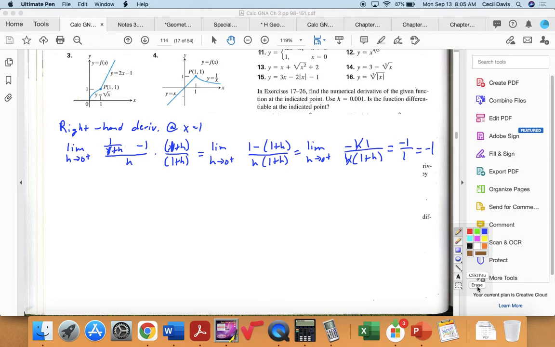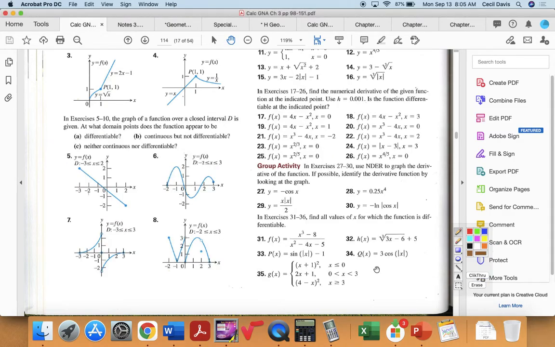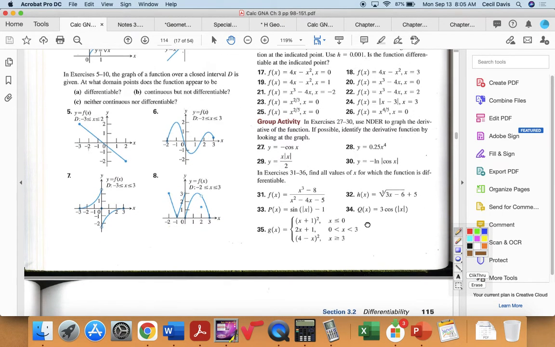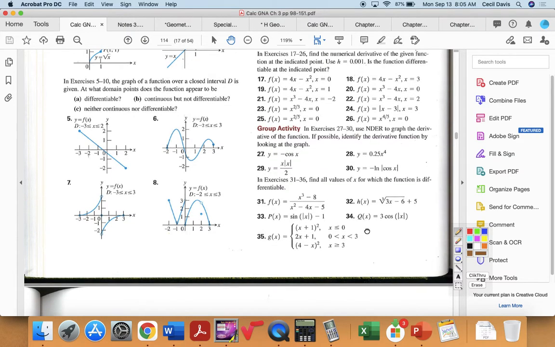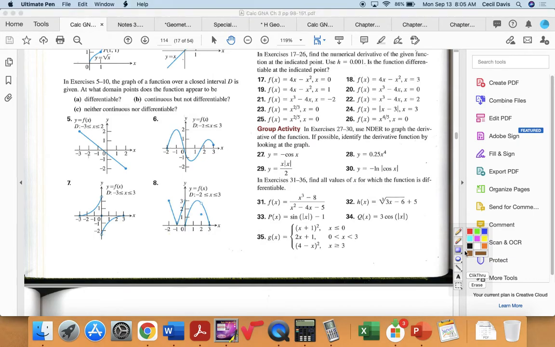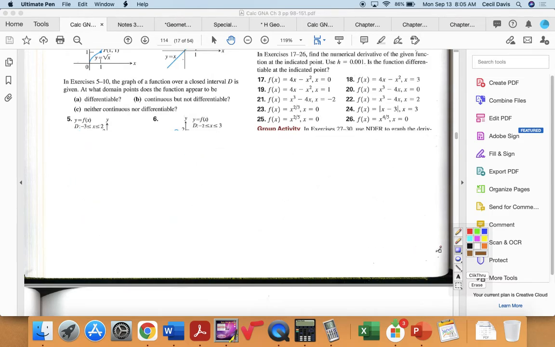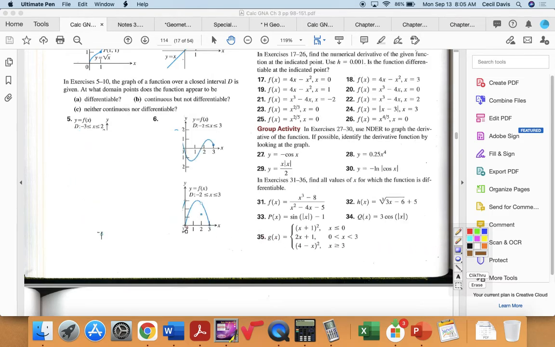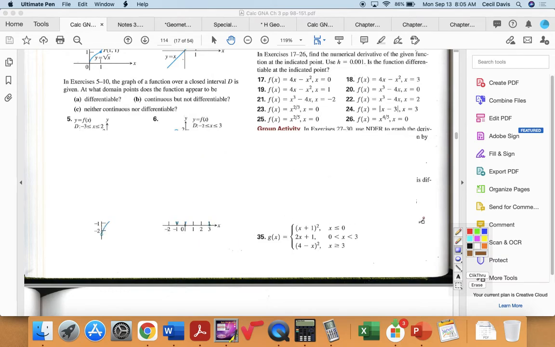22, okay. So 22. Find the numerical derivative of the given function at the indicated point using h as 0.001. Is the function differentiable at the indicated point? All right. So you said 28? 22.